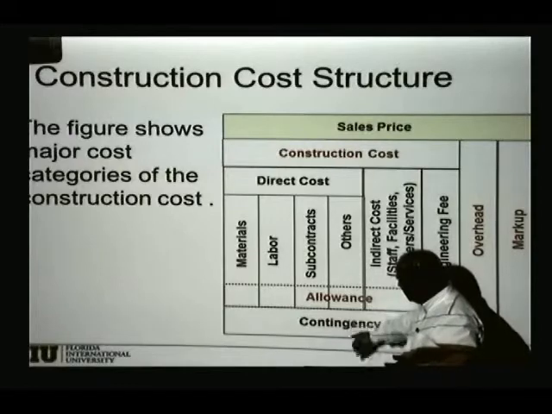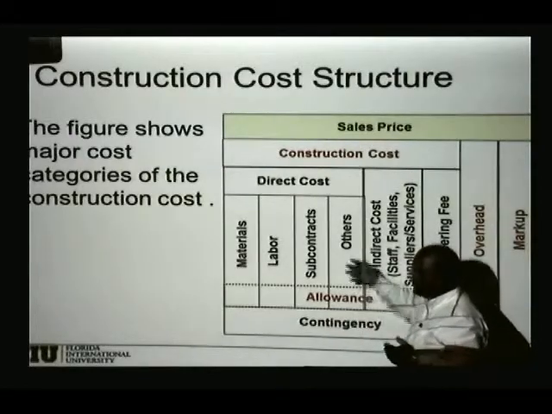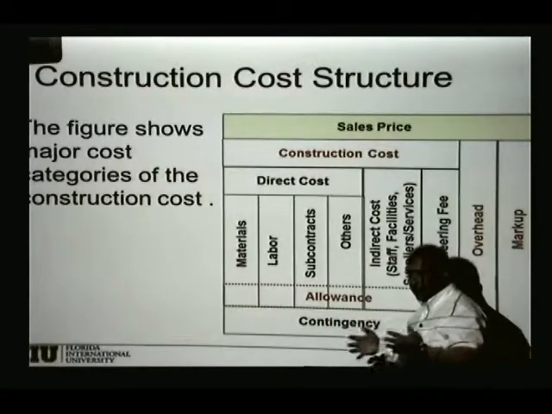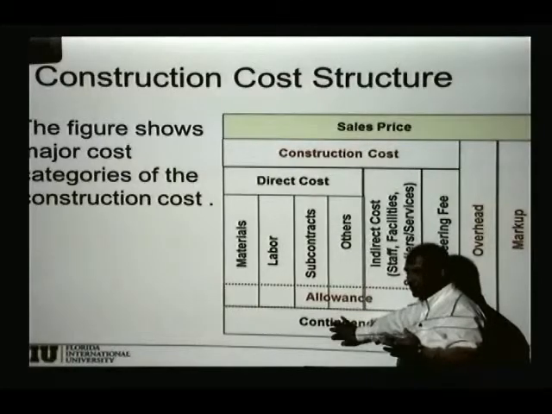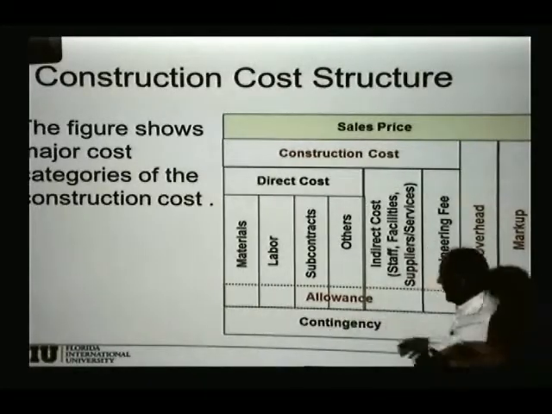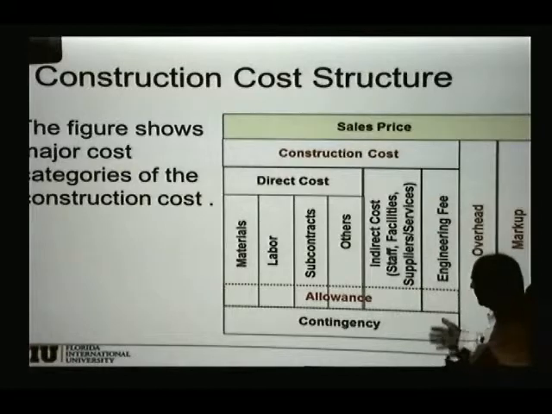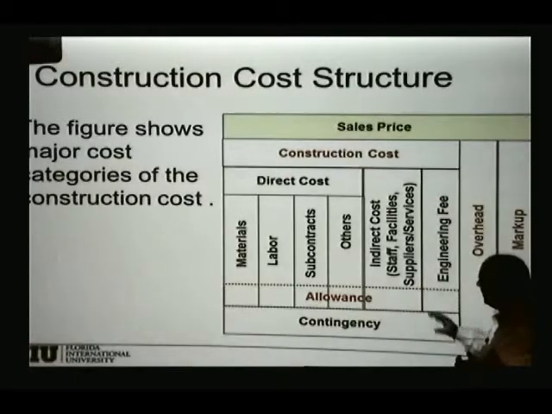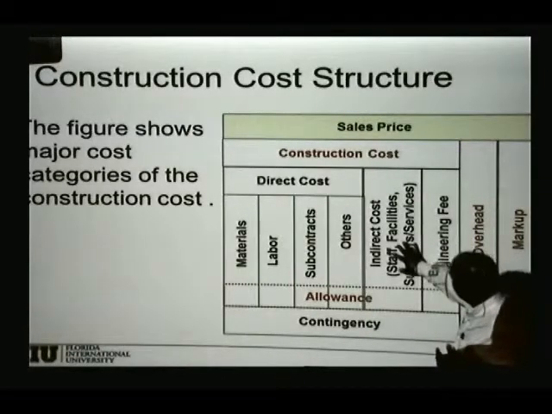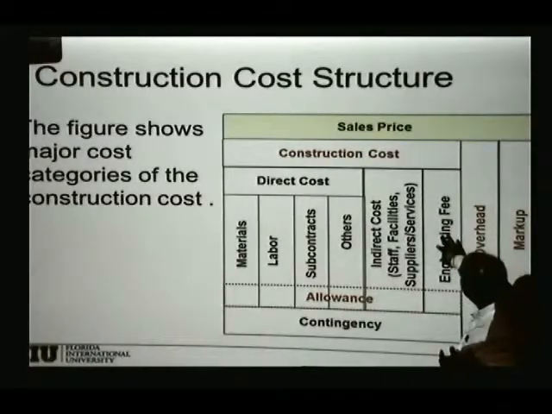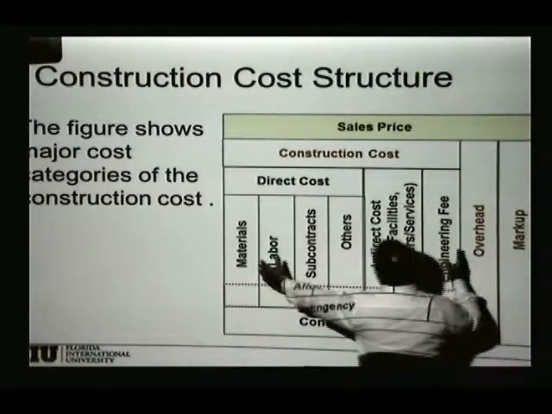Then you have the contingency. You say, well, if something goes wrong, how can I recover from that? So you add a contingency. If something is not as expected, you have that amount over there that pretty much can cover you in case of troubles. Then you have indirect cost, you have engineering fees. This will be your construction cost.